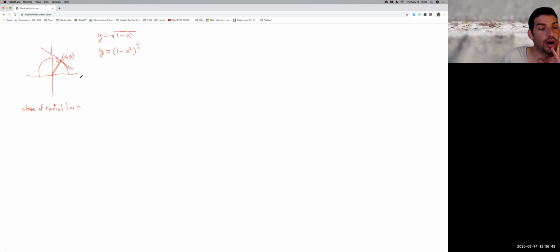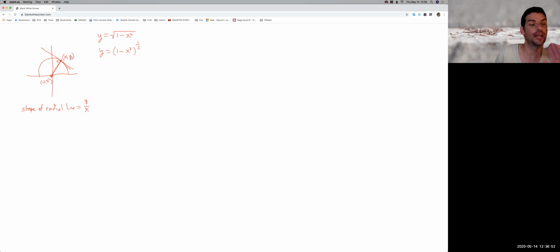Well, it's the change in y, and we're connecting it to the origin with coordinate 0, 0. So this is going to be y minus 0 over x minus 0, right? So it's just the ratio of the xy coordinates. That's the slope of the radial line.